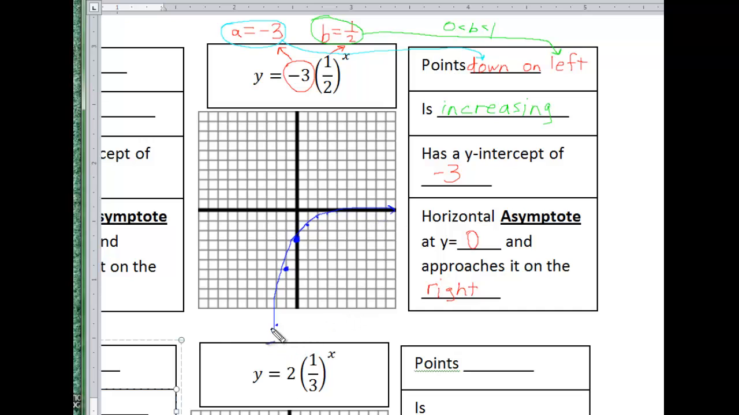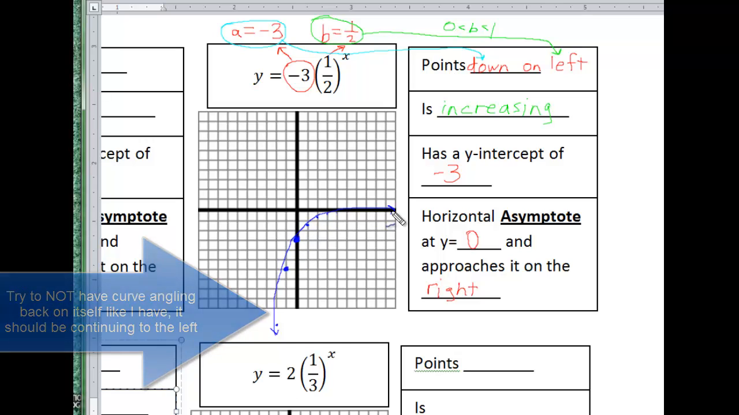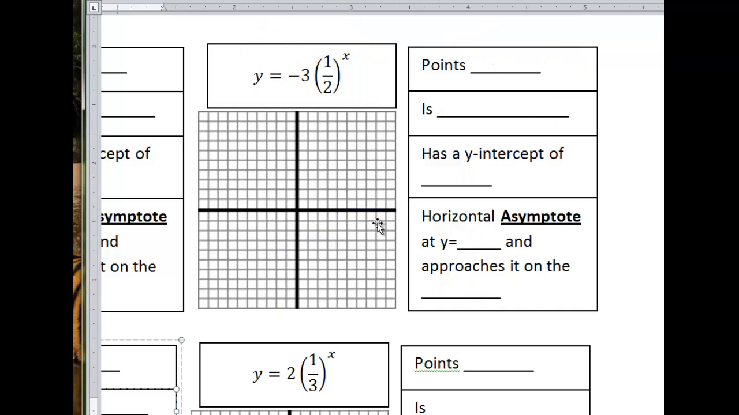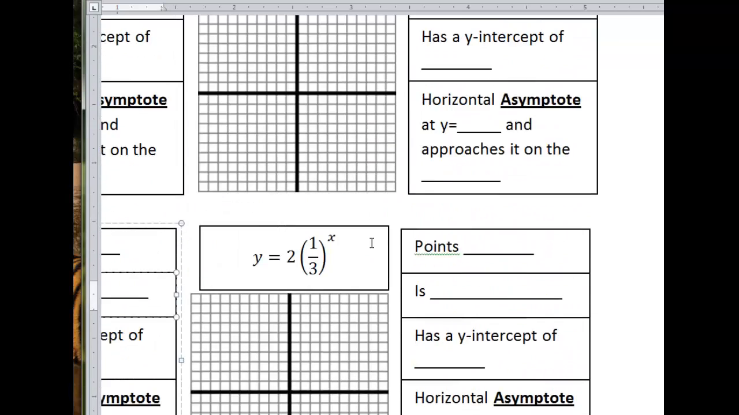Okay, that one was a little bit better. But we can see, like we guessed, it goes down to the left. It is increasing, has a y-intercept of -3, flattens out at 0, and it approaches 0 on the right. All right, so I leave you with 4 more problems to try to graph.